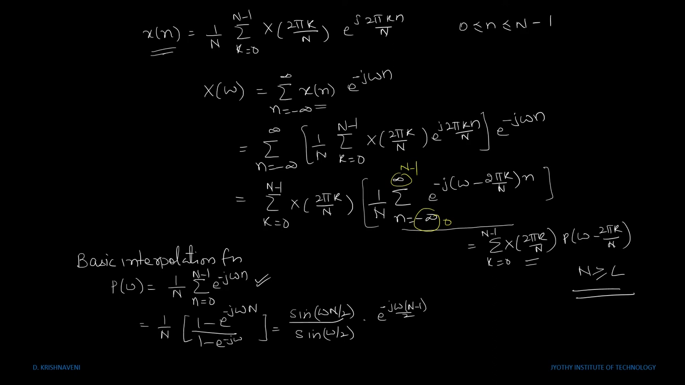Okay, the phase shift in this particular equation indicates that x of n is a causal finite duration sequence of length n, and the interpolation formula gives exact sample values x of 2 pi k by n for omega equal to 2 pi k by n. So we will stop at this particular point.